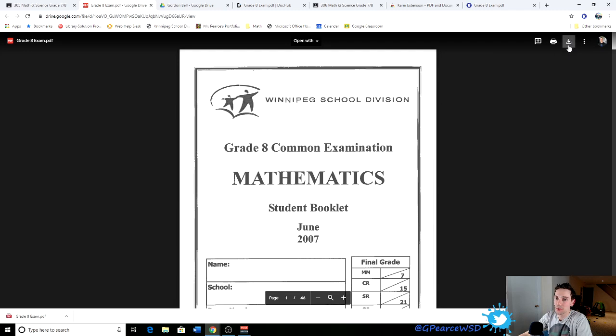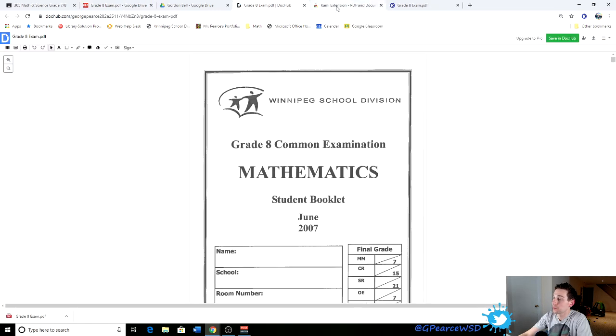On the top right here, you can download that and put it in your own portfolio, own folder, own Google Drive, whatever you want to do. Once you have that downloaded, then it's yours to mark up and to change and to edit. I would recommend printing it. That would be the best way to go through it, because that's how you're going to write it.